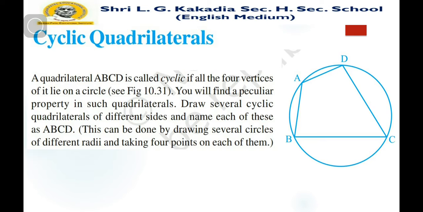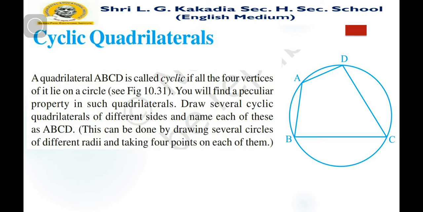In simple meaning, you will find a peculiar property in such a quadrilateral. Draw several cyclic quadrilaterals of different sides and name each of these as ABCD. This can be done by drawing several circles of different radii and taking 4 points on each of them. Then you can find such a property.